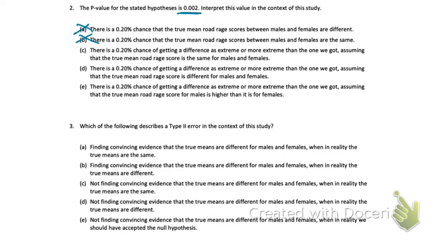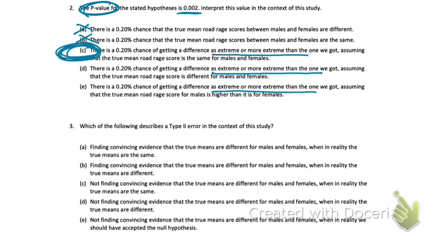Yeah, cool. When we're talking about p-value, we're looking for this phrase, as extreme or more extreme. The p-value is the probability of getting a sample value as extreme or more extreme than the one we got. Now, what are we assuming is always true? We always give the benefit of the doubt to the null hypothesis. So assuming the null hypothesis is true, and what is the null hypothesis? That they have the same road rage. So what is the answer? C.